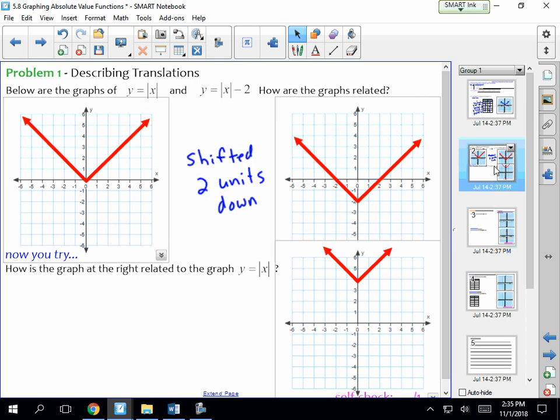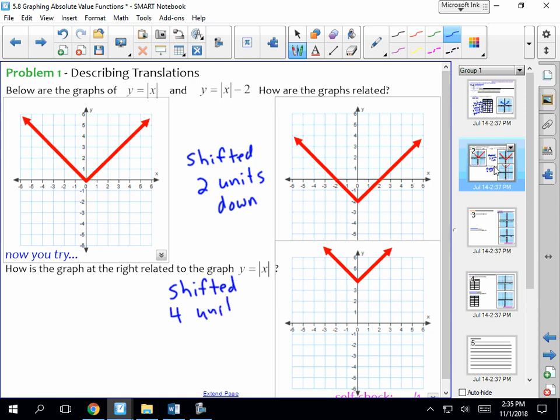How do you think you would shift it 2 units up? Yeah, if you add 2, it would shift it 2 units up. As a matter of fact, this one right here is shifted, not 2 units up, but it looks like 4 units up. So it says, how is the graph at the right related to the graph y equals absolute value of x? It's shifted 4 units up. And that's called a translation.